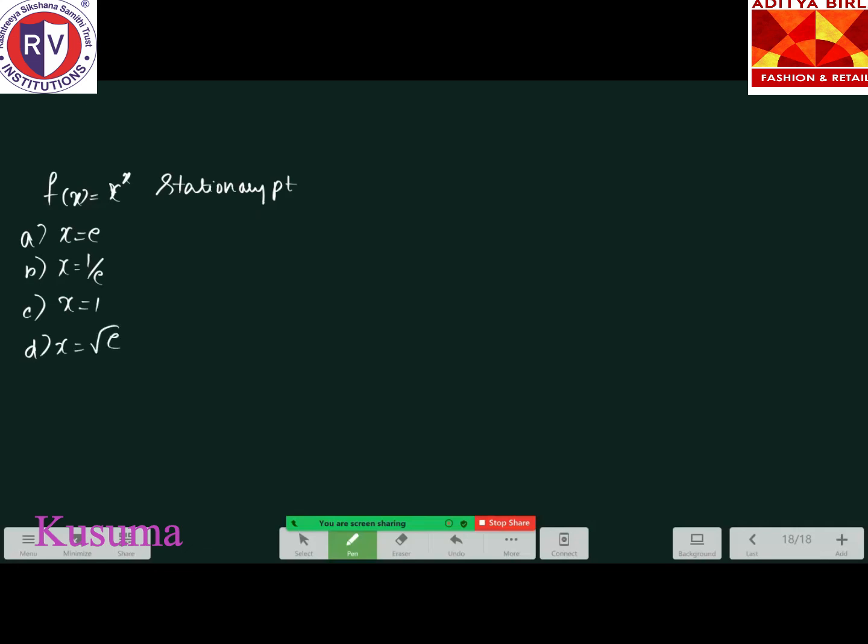You know how to find the stationary point, right? You will just differentiate it and equate it to 0. So here f of x is given as x to the power of x. Okay, let us. How can we do this?